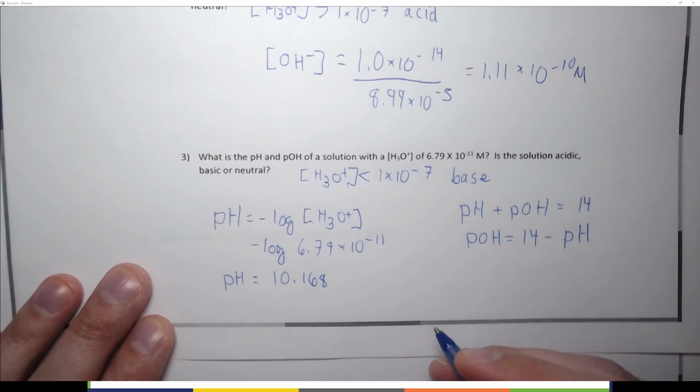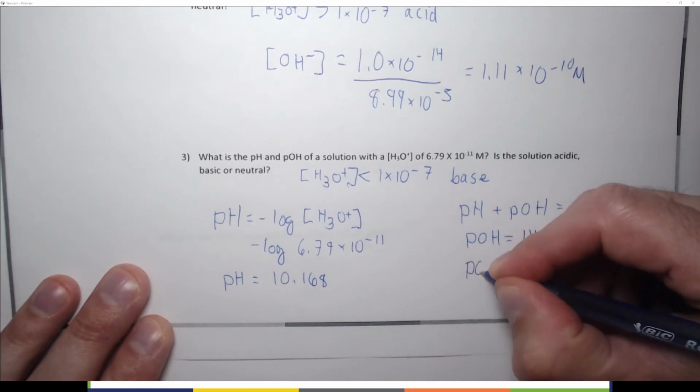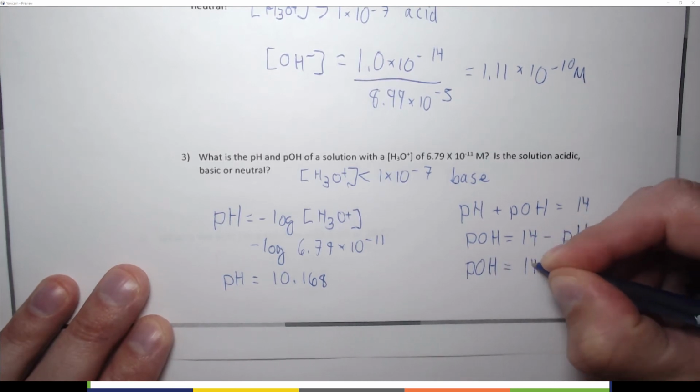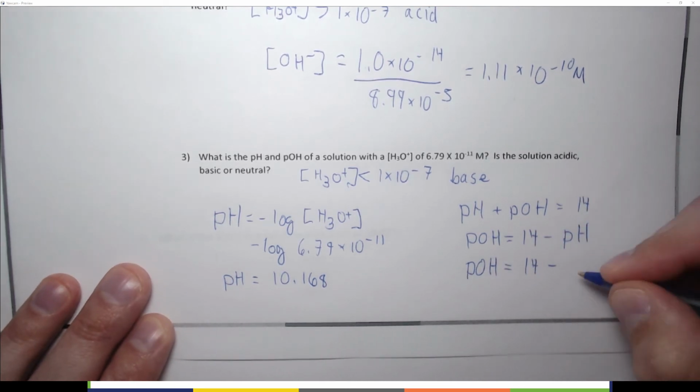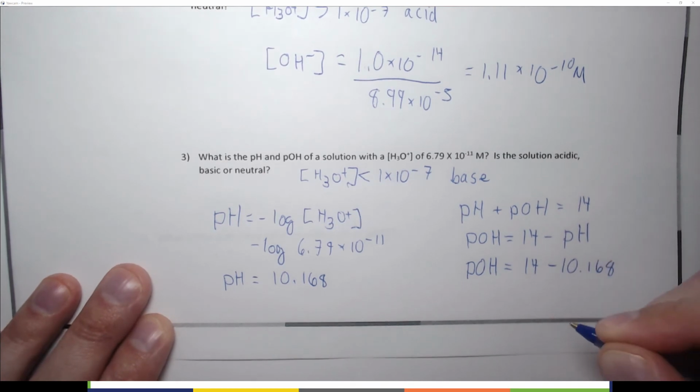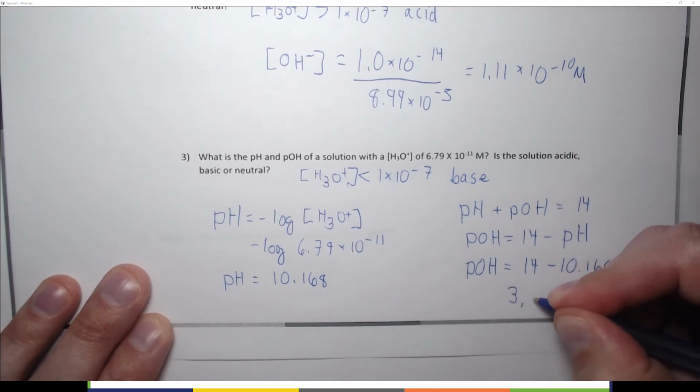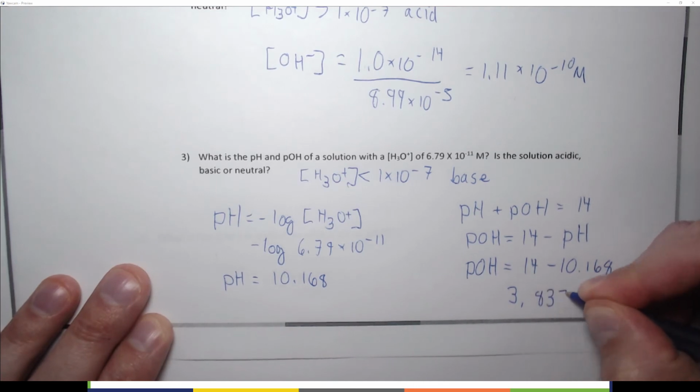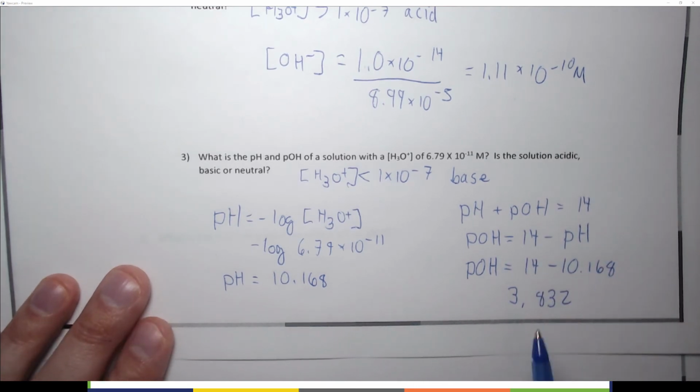So in this case, we're going to take the pOH equals 14 minus the 10.168, and when we do that, we get 3.832. Again, notice that this 14, I consider it has as many decimal points as it needs, 14.0000. So if this has 3 decimal points, I'm going to report my answer to 3 decimal points.